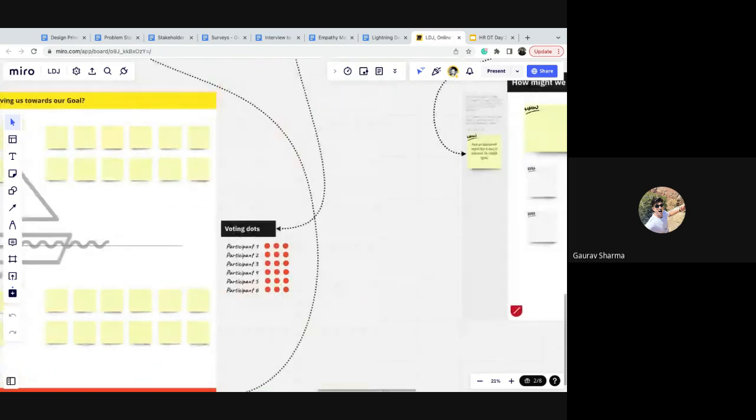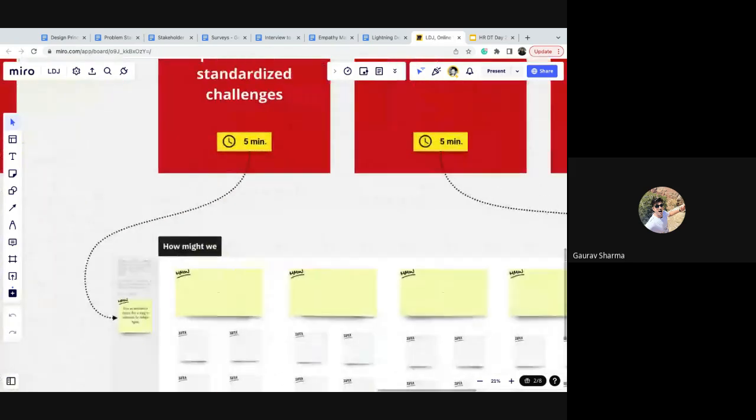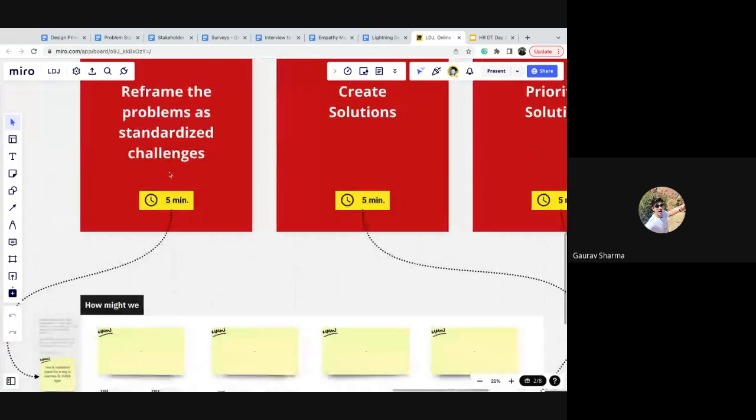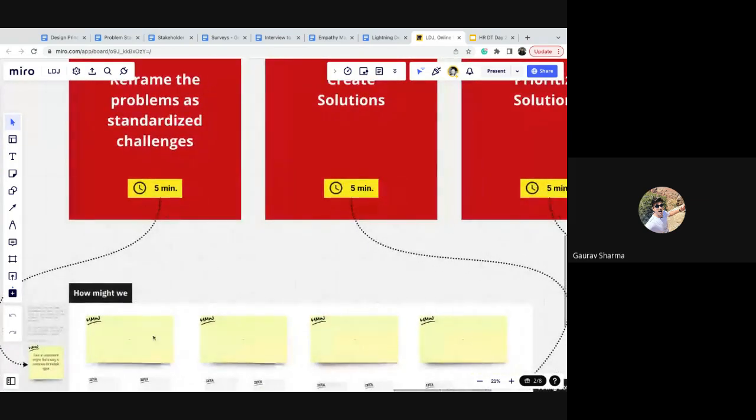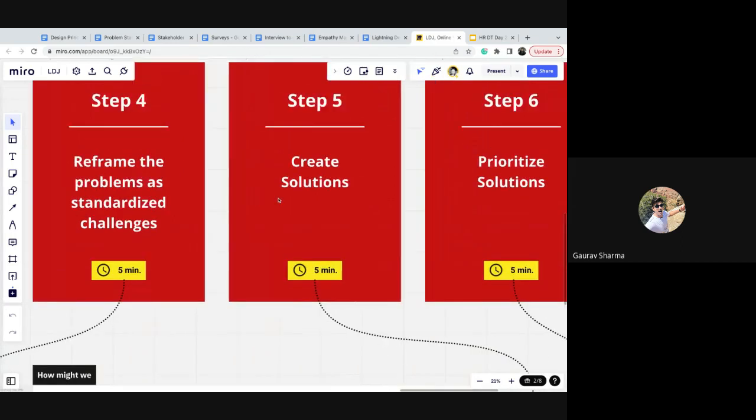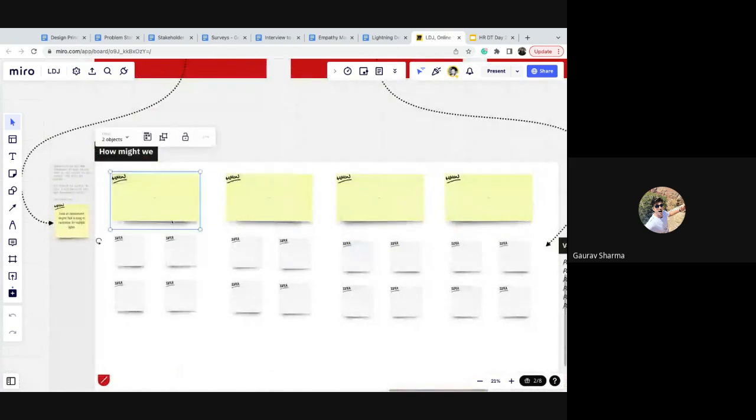Okay. Once we've done that, like I said, we would do a reframing of the problem into standardized challenges where we write how might we statements. Again, writing those problems into a specific format, this is all it is about, right? And then the fifth step was to create solutions. So for each how might we, right? How might we create an onboarding portal, for example? Now the portal could be a problem that we want to solve, but what are the ideas for it, right?